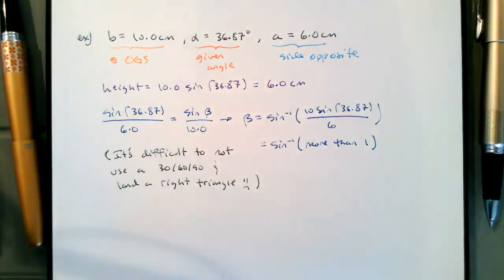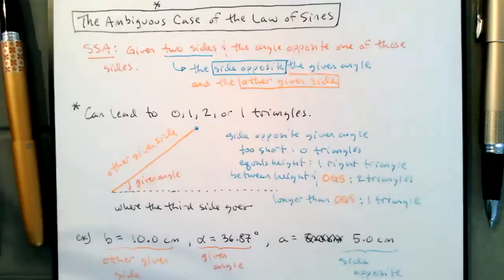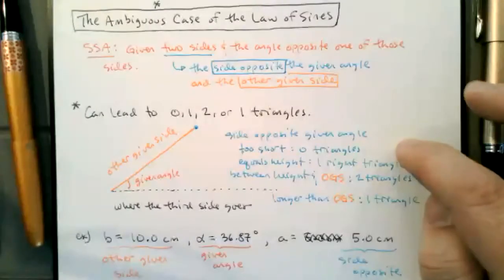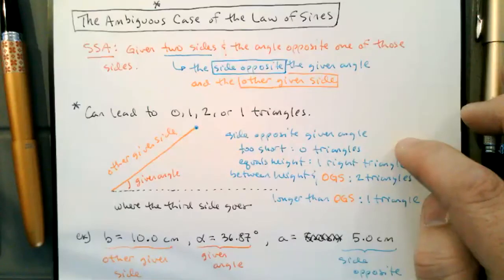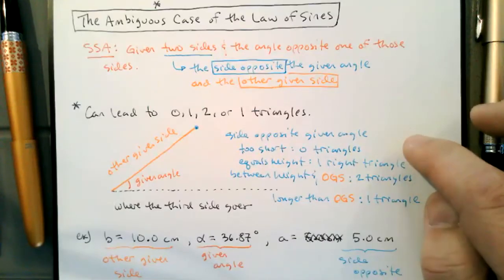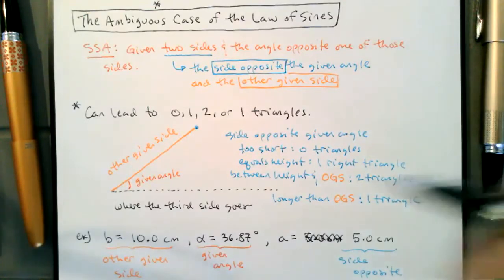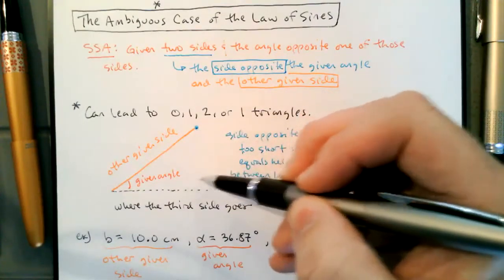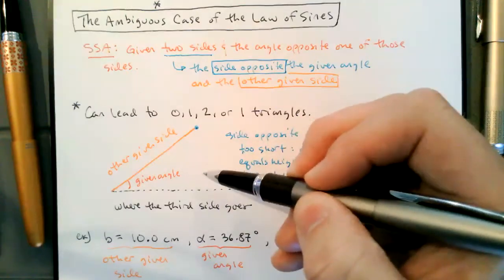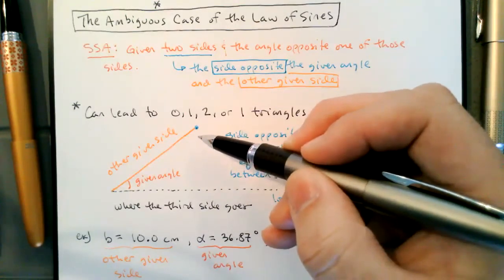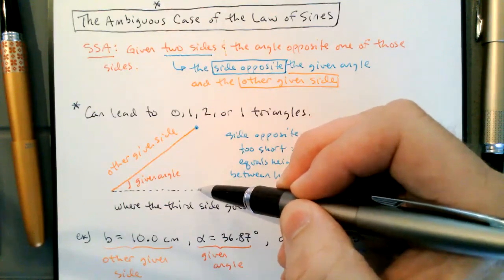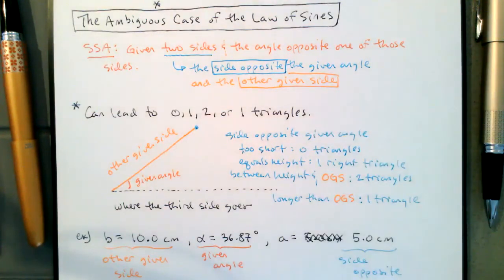So the point is, we want to look at the side opposite the given angle. If it's too short, that is, if the side opposite the given angle is less than the height, then we'll have no triangles, because that side will just dangle from this blue point and won't be able to reach the line where the third side goes. Or it could be exactly long enough, in which case we'll get exactly one triangle.